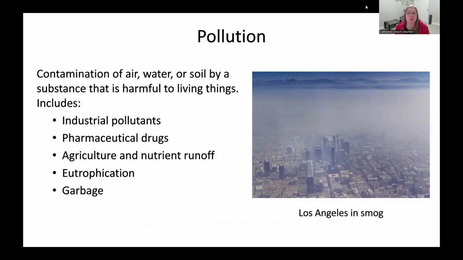And that brings us to pollution. So pollution is anything that is harmful to living organisms, and it can be in the air, the water, or the soil. It comes from industrial pollutants, pharmaceutical drugs, agricultural runoff, eutrophication, which we're going to talk about in a second, and just garbage. Now, pollution is bad for us humans, but it's bad for everybody else as well.